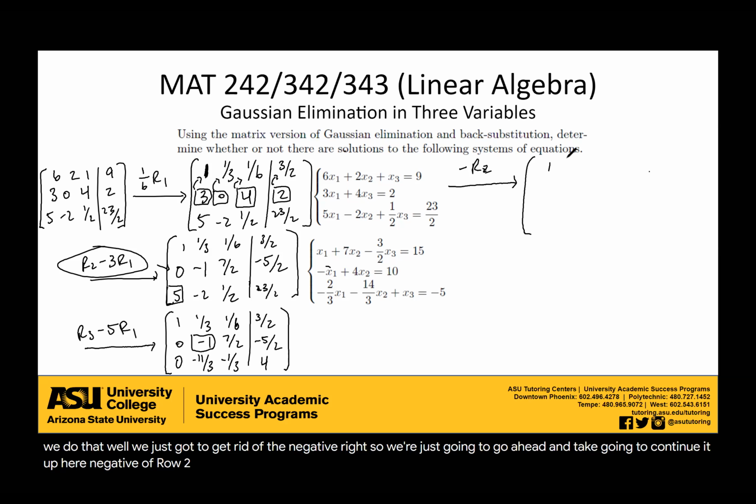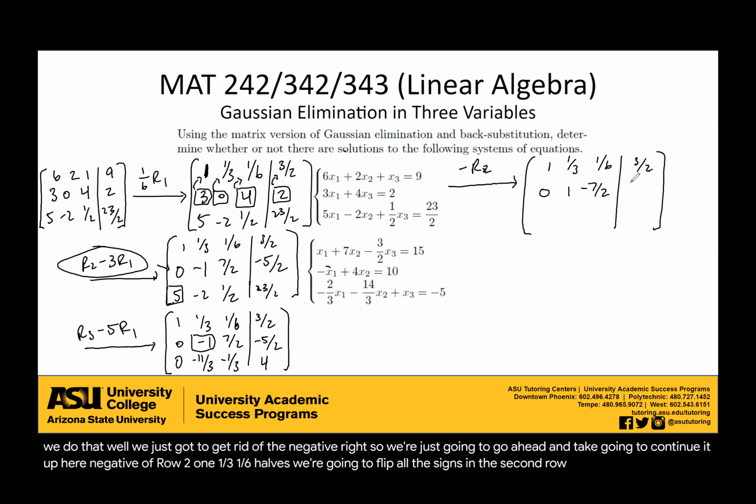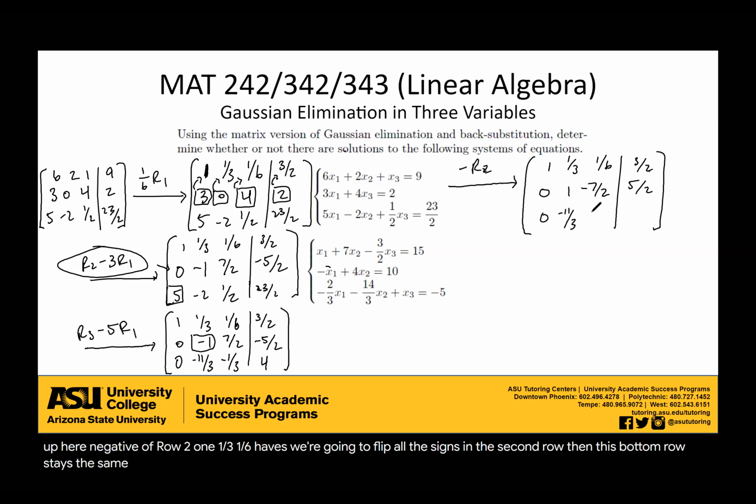So we have 1, 1/3, 1/6, 3/2. We're going to flip all the signs in the second row. And then this bottom row stays the same. Fantastic.